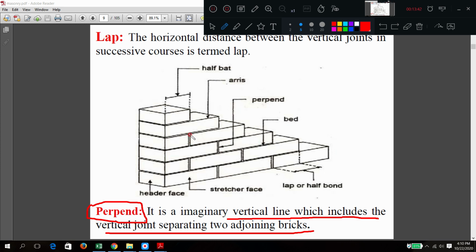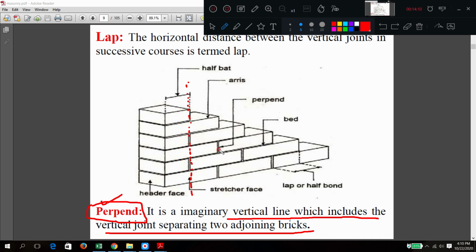Can you see this vertical joint? Leave this layer, take alternate layer, leave this layer, take alternate layer. So a line joining, an imaginary line, it is not a continuous line, it is an imaginary line joining these vertical joints in alternate layers is called as perpend.